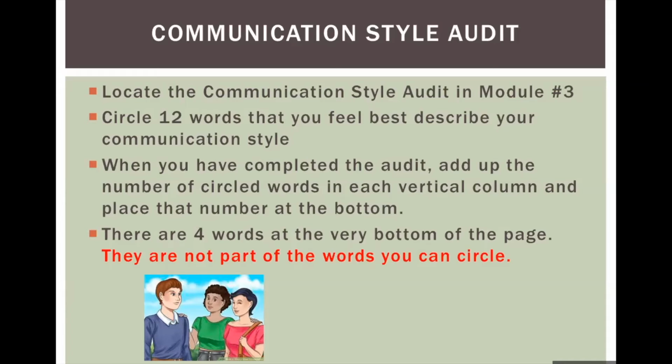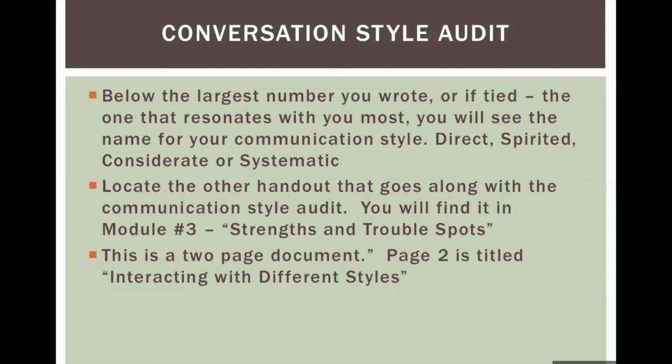You want to pick and then circle words that you feel describe how you communicate, the words that best describe you, not what you want to be in the future, but what you are right now. After you have chosen your 12 words, add up each column from the top to the bottom and write that number just below each column. Now look at the words at the very bottom of the page. The words at the bottom of the page are the names of the communication styles. Below the largest number you wrote, or if you tied, the one that resonates with you is the name of your communication style. Either direct, spirited, considerate, or systematic.